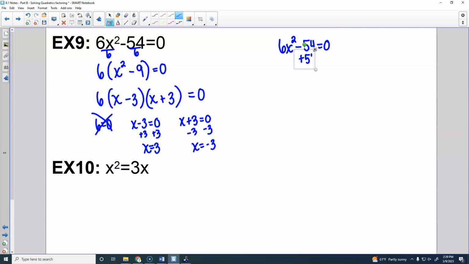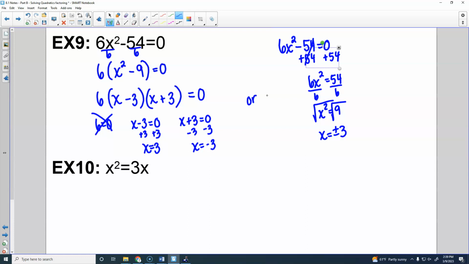So you could have added 54. 6x squared equals 54. You could divide both sides by 6. So x squared equals 9. And then you could square root both sides. So x would equal plus or minus 3, which is the same answer that you get over here with the other method. It really doesn't matter which way you use.